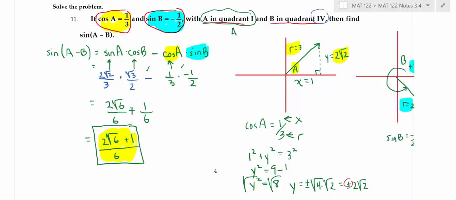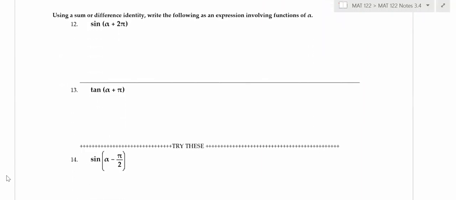Now let's go to a couple things on the next page and see what we get on this next page here. I think we're just going to do a couple of identities. These problems are fairly easy to do, so we're going to take the sine of alpha plus 2 pi. So we're going to use the sine sum identity, and it goes like this. It's the sine of the first angle times the cosine of the second angle. Same sign, so that's plus. And then you do it backwards. You do the cosine of the first angle times the sine of the second angle.